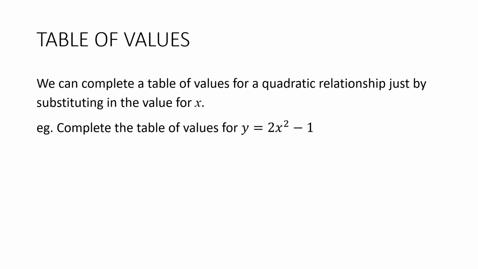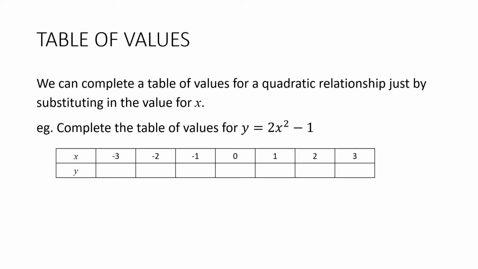Now we can complete a table of values for a quadratic relationship just by substituting in values for x. So let's complete a table of values for y equals 2x squared, take away 1. I'm going to start at 0, so I'm going to substitute this 0 in because it's the easiest. 2 times 0 is 0, take away 1 is negative 1. And now I'm going to do the positive values. Put the 1 in, 2 times 1 squared is 2, take 1 is 1. Put the 2 in. 2 times 2 squared is 8, take away 1 is 7. And then finally put the 3 in. 2 times 3 squared is 18, take away 1 is 17.